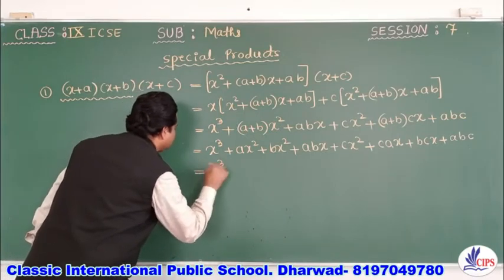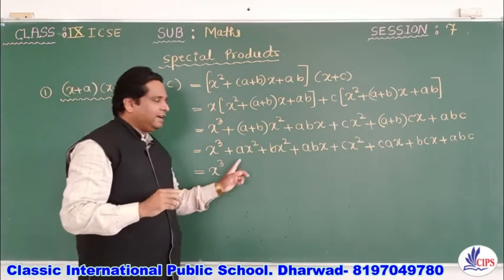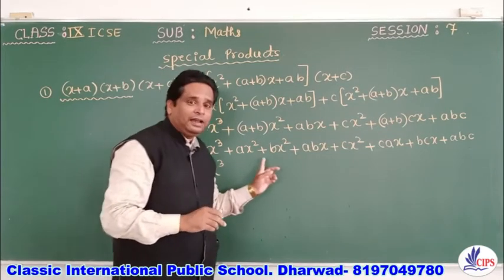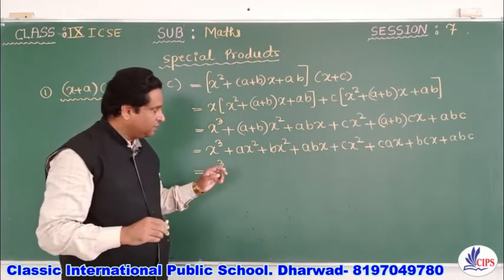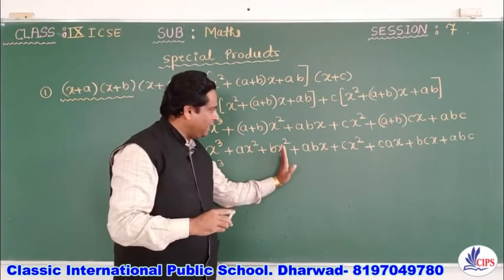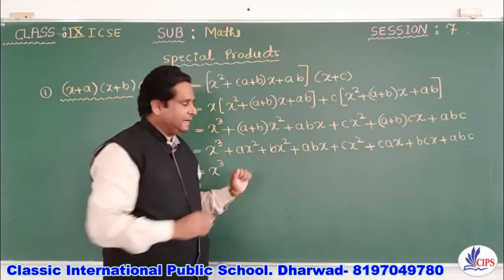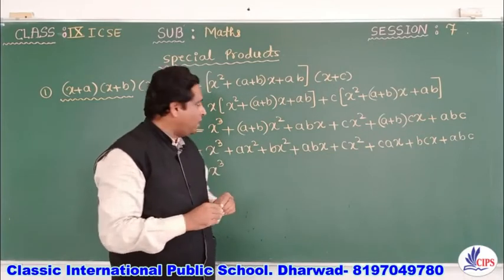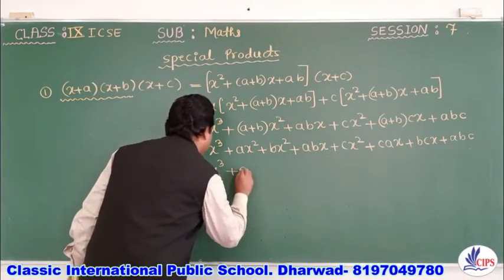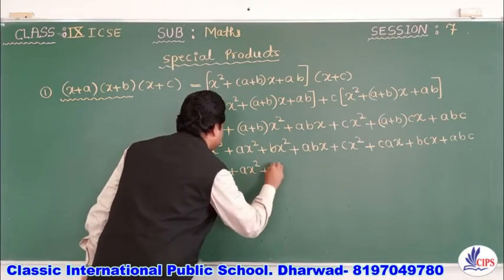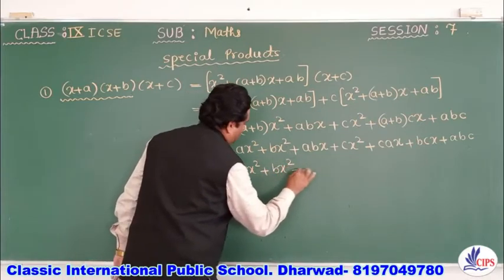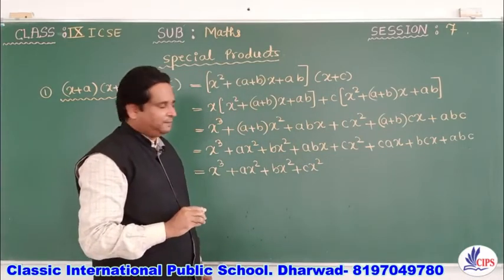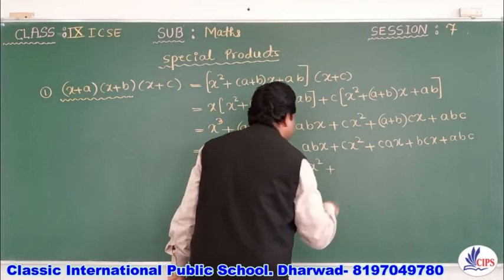I'll write x³ as it is. After that, what I will do, I will rearrange the terms. First, I'll take x², x², x², three terms one side. Then x, x, three terms one side. See how I am writing here, children? I'll write ax² + bx² + cx². I'll take x² terms one side. Similarly, I'll take x terms one side.